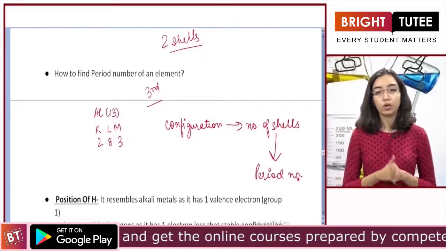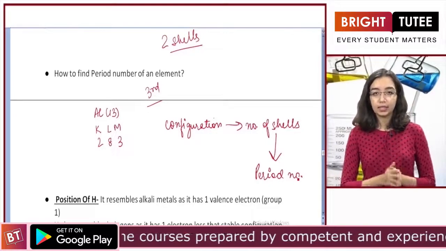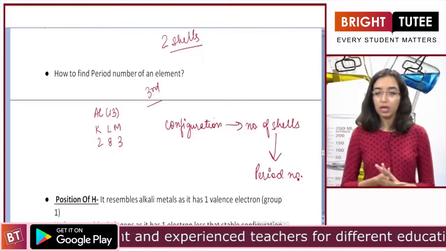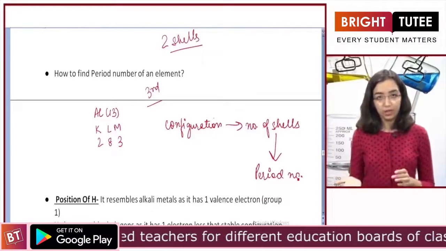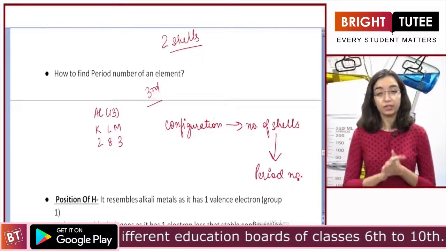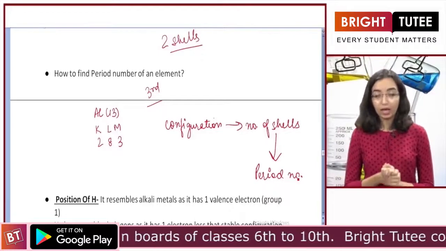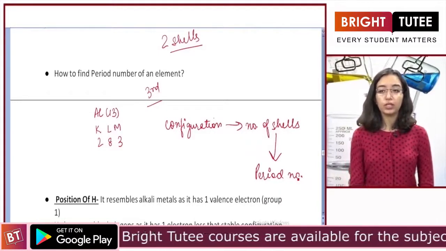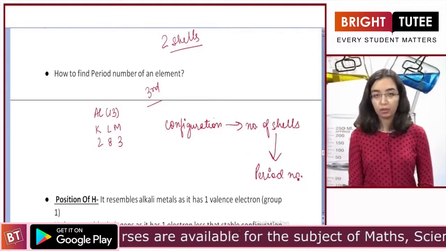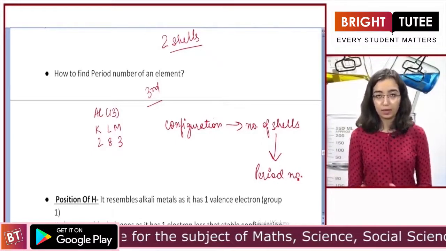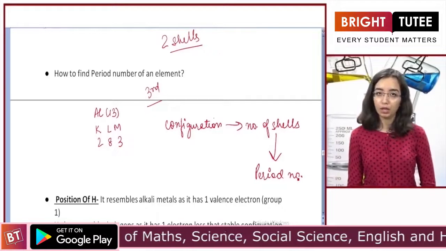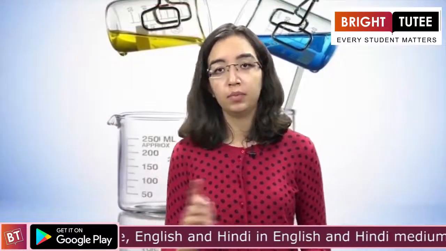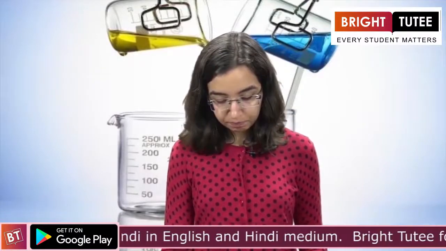The valence electrons will tell you what its group number is. If it is 1 or 2, then that becomes the group number. If it is more than 2, then you add 10 and it becomes your group number. Whereas for period, you just understand what the number of shells is, and the number of shells becomes the period number. So that is how you find the location of any element in the modern periodic table.